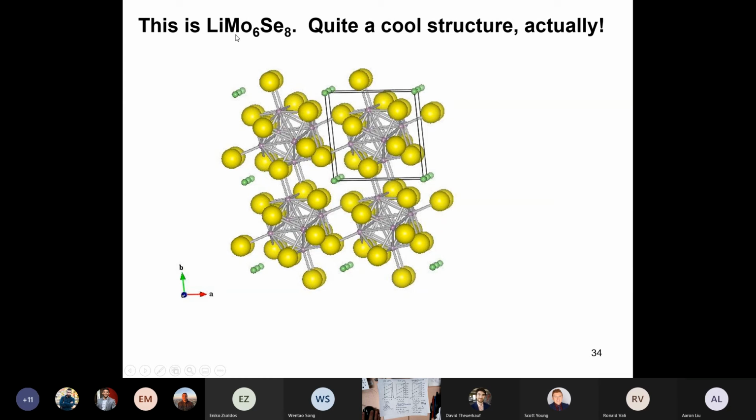So whenever you see something like Mo6S8 or Mo6Se8 or Mo6 tellurium 8 with some kind of cation in front, that's a Chevrel phase. Now, because these holes for lithium are so massive, you can actually fit 4 lithium atoms in every hole. So the end stoichiometry is Li4Mo6Se8 or Li4Mo6S8.